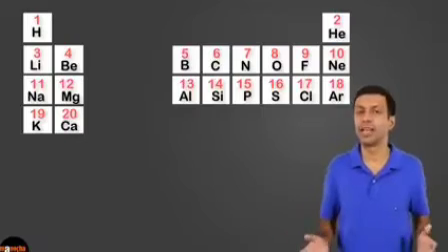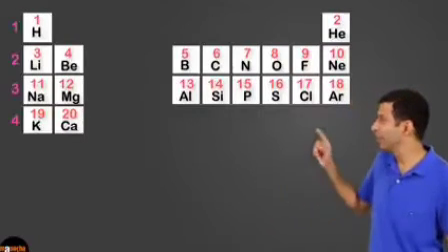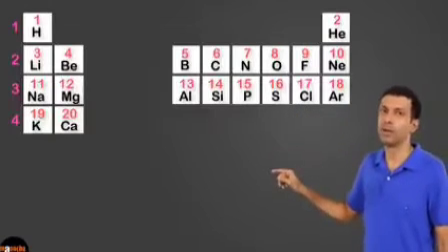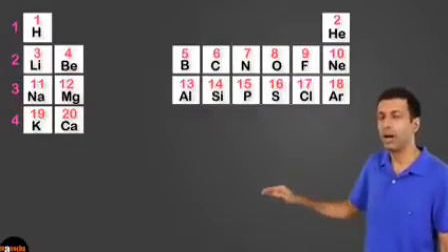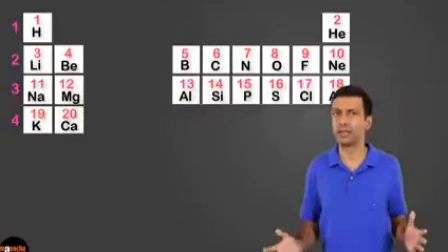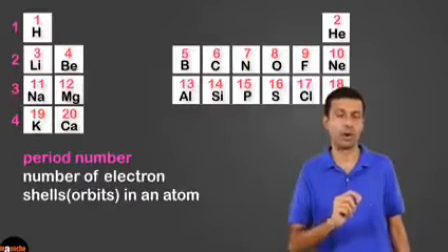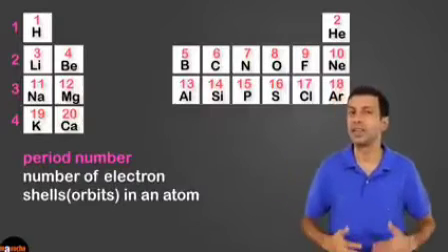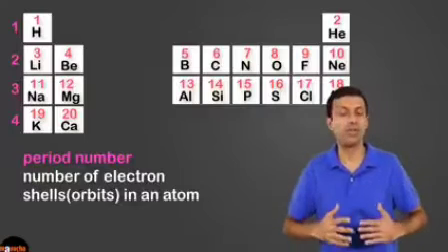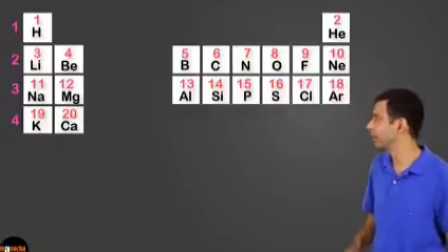Now let's talk about the significance of the period or the row. So in our mini periodic table, we have periods from 1 to 4. But remember, in the full periodic table, you have it up till 7. So what does this period number tell us? It tells us the number of electron shells or electron orbits present in an atom. So we can predict the number of shells without even drawing the electronic structure. So let's take some examples.